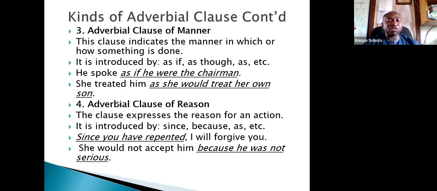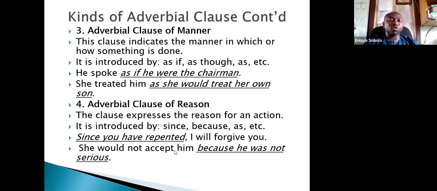Then we have adverbial clause of reason. This clause expresses reason for an action by stating why something was done, and is introduced by since, because, as, and the rest. Example here, since you have repented, I will forgive you. Why should the action of forgive take place? Adverbial clause of reason states that because there was repentance. Since you have repented, I will forgive you.